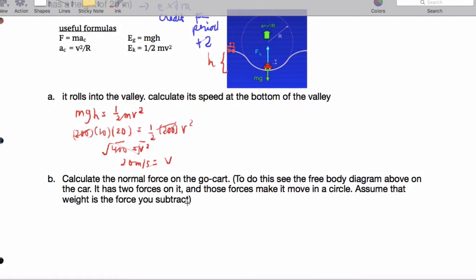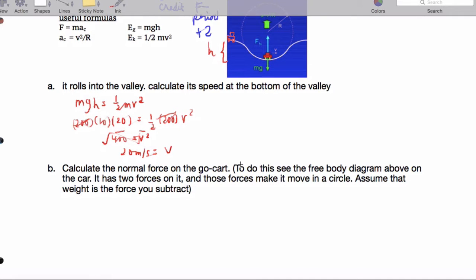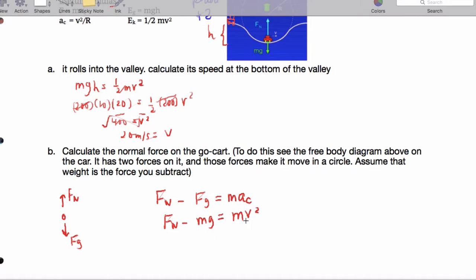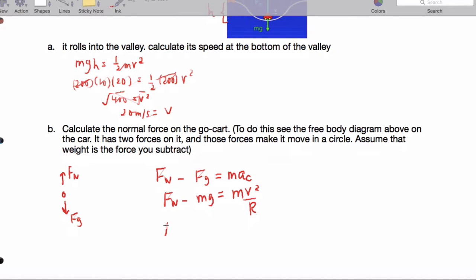Now we want the normal force on the go-kart. To do this, I'm just going to follow the directions here. So let's draw the free body diagram. We get a normal force, and then we get the weight, Fg. And what we're saying is those forces make it move in a circle. That's a fancy way of saying Fn minus Fg makes it accelerate with centripetal acceleration. That's Fn minus mg equals m v squared over r. Now, look at all these delicious numbers we're going to plug into our formula. We get Fn minus 200 times 10, because g is 10 and m is 200.